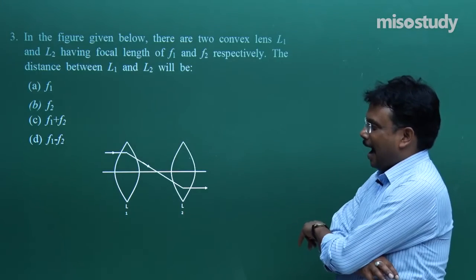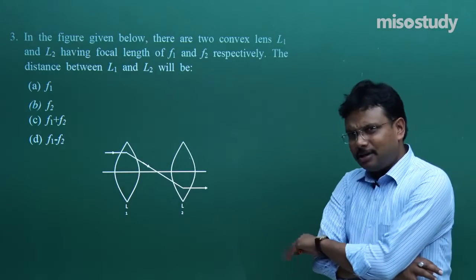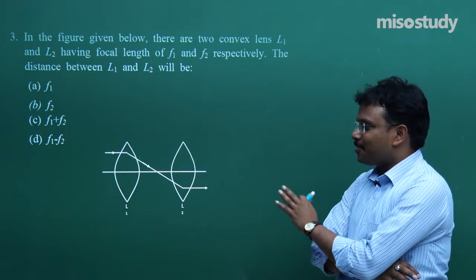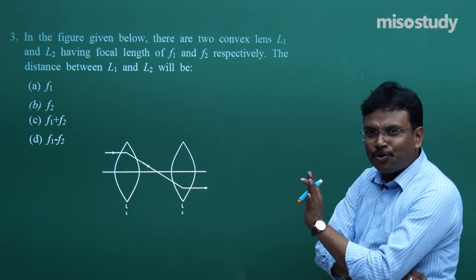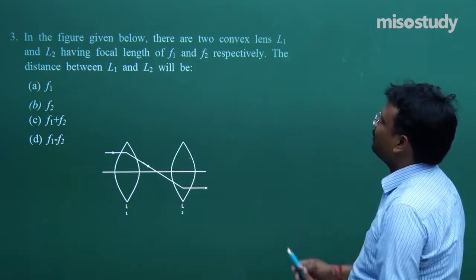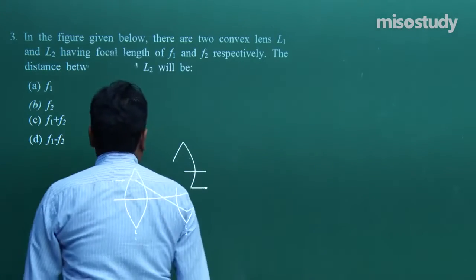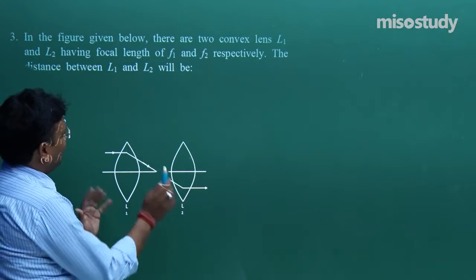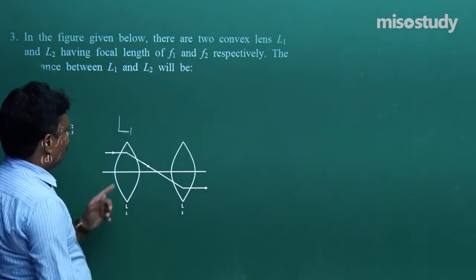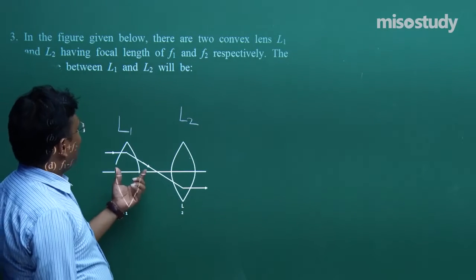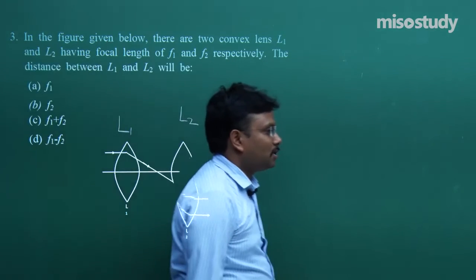At first hand, it looks like such a difficult question. You have to draw some ray diagrams, find out something and so on. Okay, no problem, let's take a look. Just take a look at this diagram. I am going to move out from the diagram. It is L1, it is L2. It is F1, it is F2.